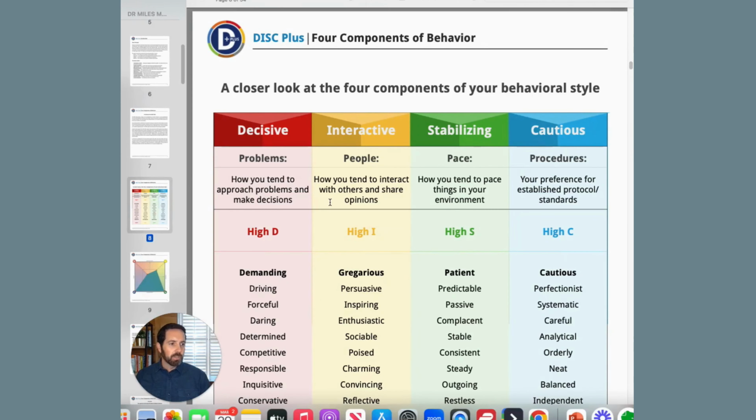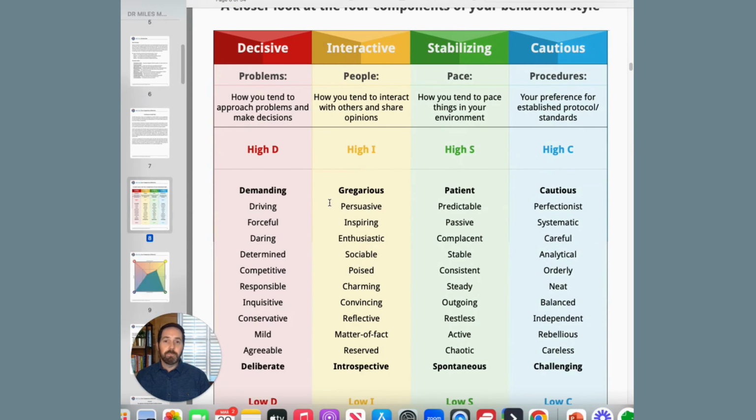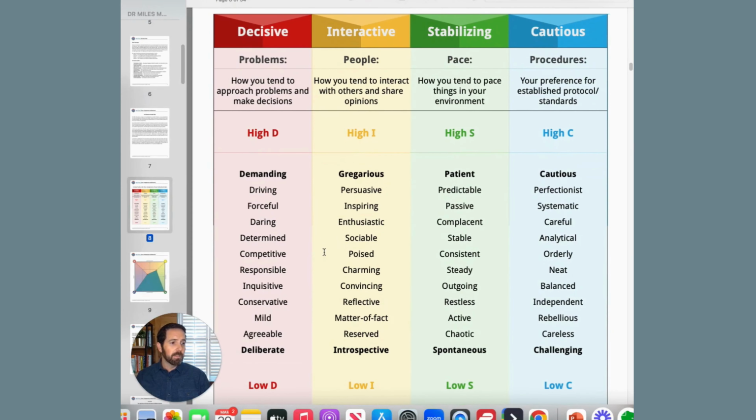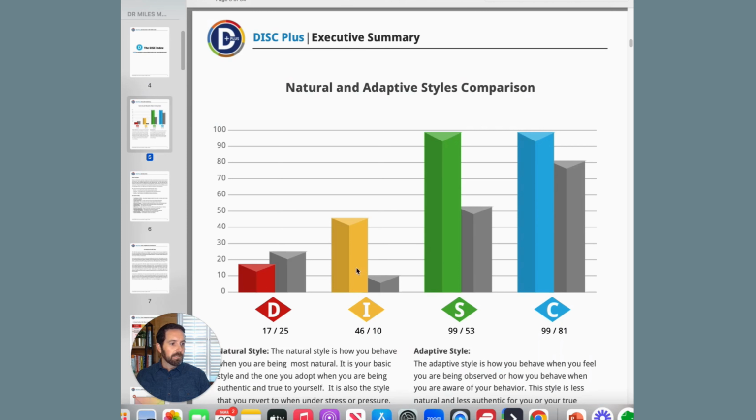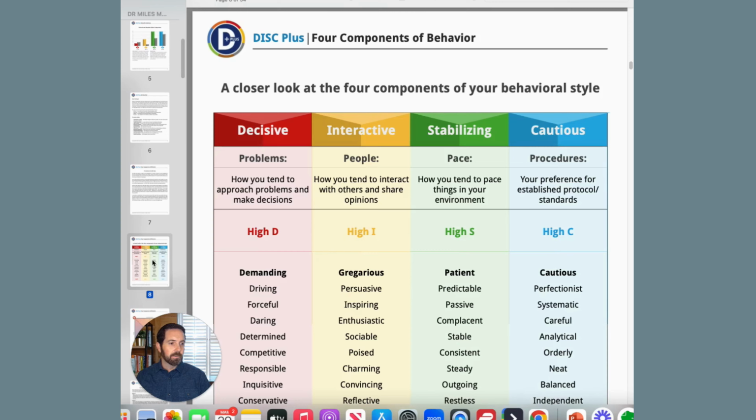Go back to this chart. Again, with the D for this particular person, they were a 17, which is low. So they're more in this mild and agreeable area, and they're not adapting a whole lot on that. So when you get yours back, look at where you might fall. If you were a 99D, you'd be demanding and driving. For this person, they were a 46I, but they were adapting to a 10. So here's a good example of what that means.